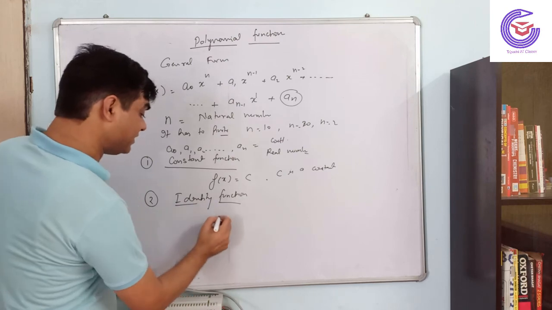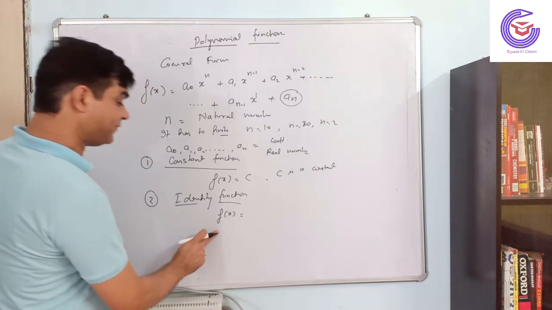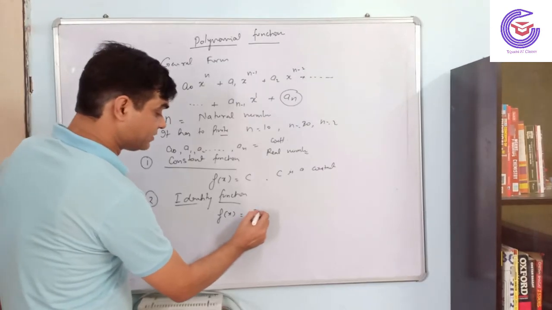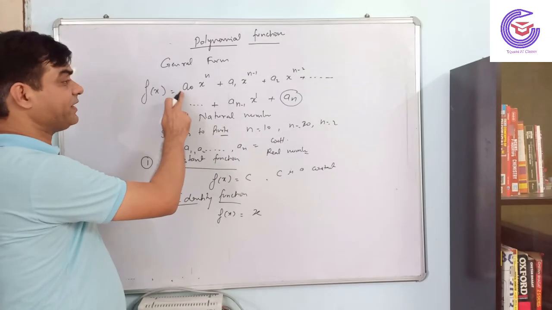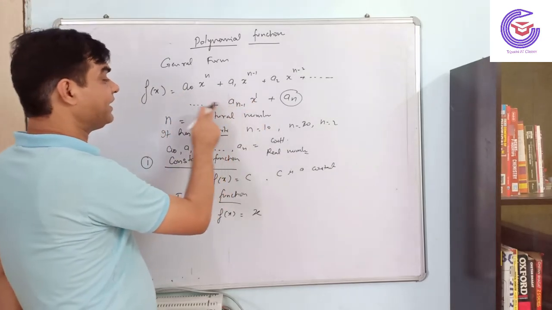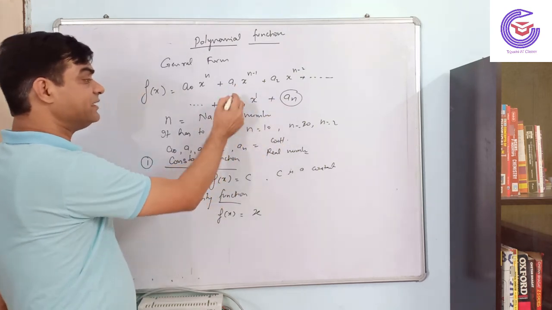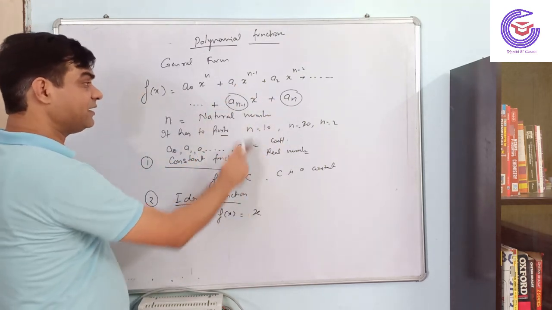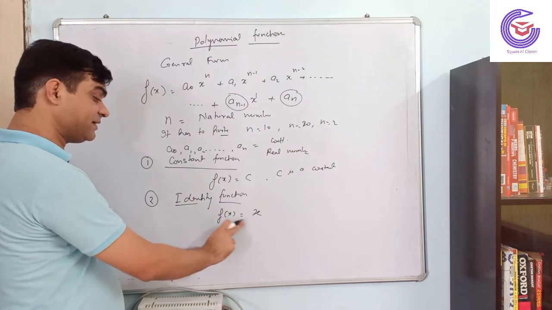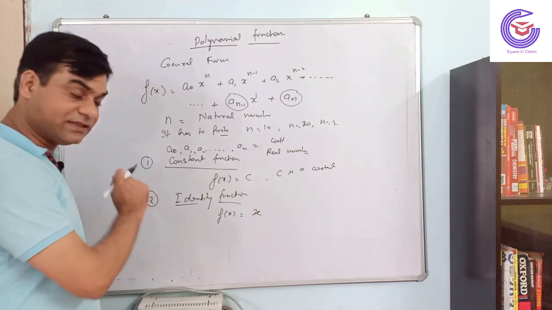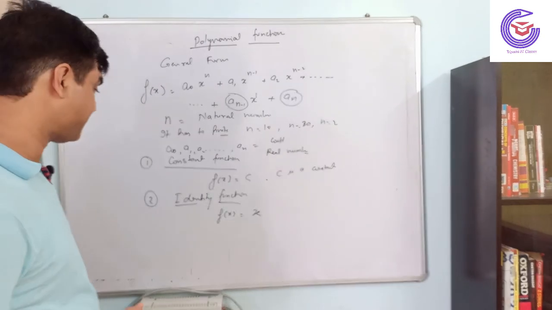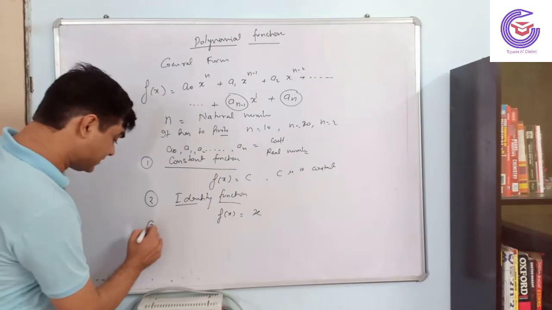So identity function will look something like this. f(x) is equal to x. So here it means from a0 to a(n-2), all the coefficients are 0, and this value is 1. So that's why this function looks like this, and this will be called identity function.